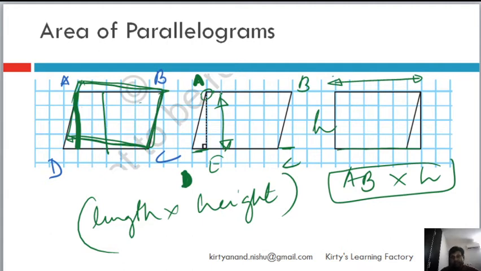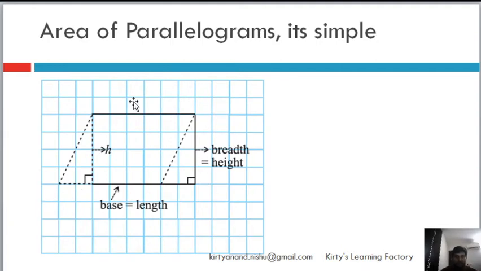Here I am taking the length AB, so the height will be between AB and CD. I cannot take this height then. I will not take this height. So keep that in mind. Basically, you convert a parallelogram into a rectangle, and that's the area. That's the visual representation. Now let's do a mathematical representation also.